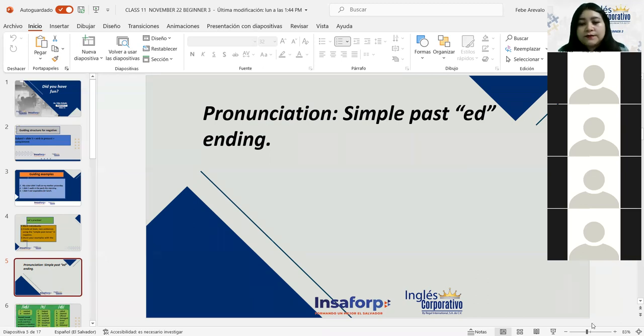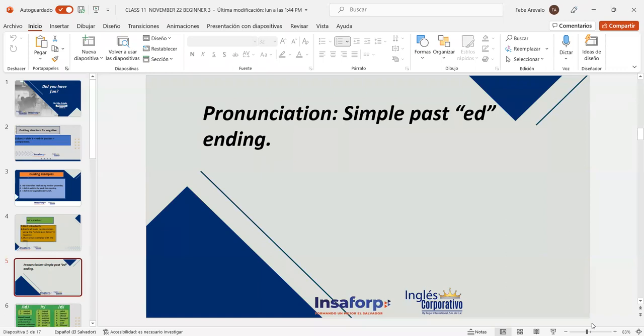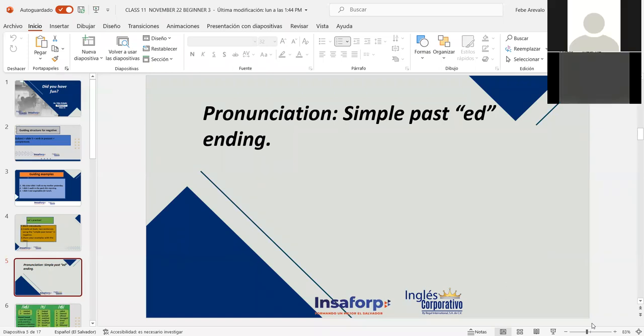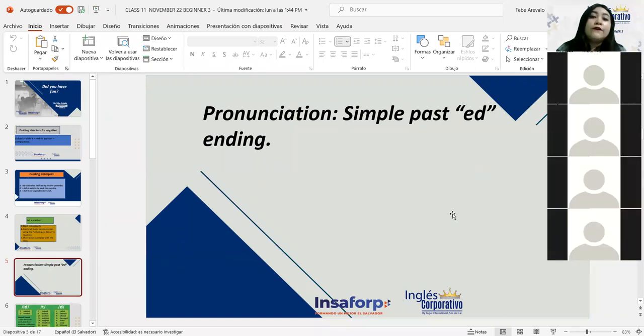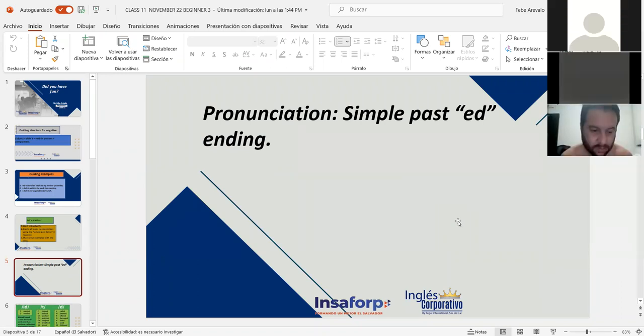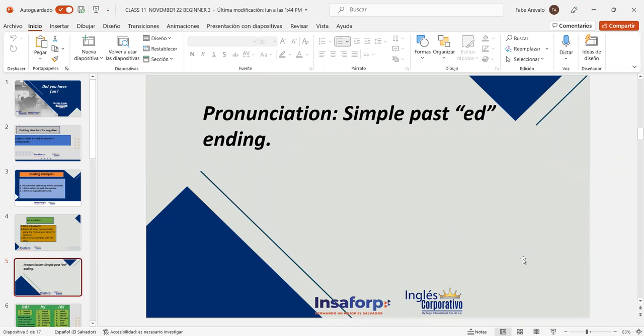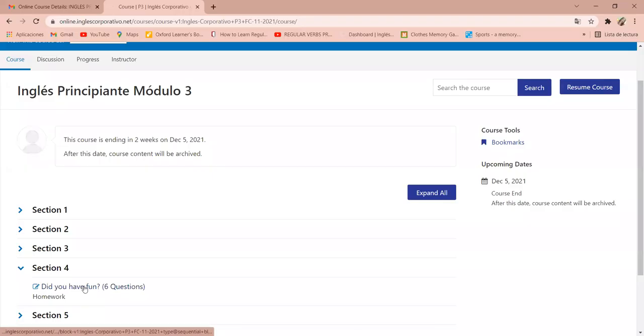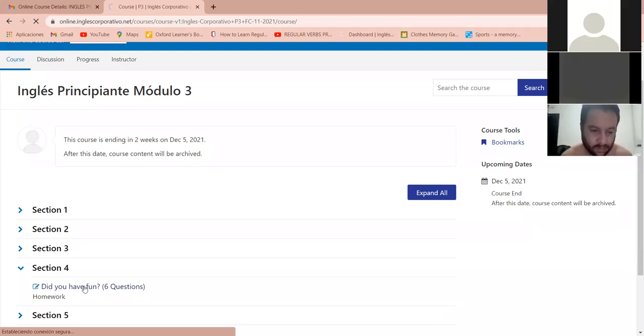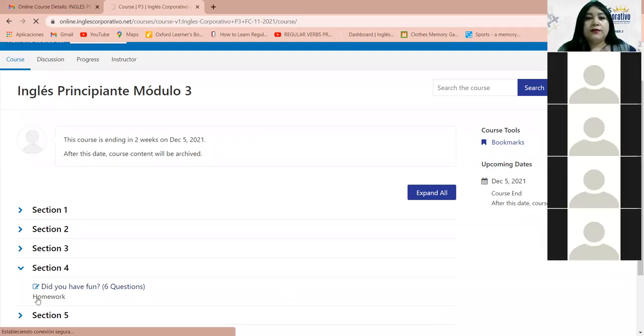What are we going to do? We have some resources, right? We have different resources in the platform. One of those resources are the videos. We're going to make use of some videos to see the pronunciation, to listen to the pronunciation, all right? So let me share with you the PPT. No, the platform. All right, here we go. We go to the platform because we have the audio resource, right? So we have to make use of that.